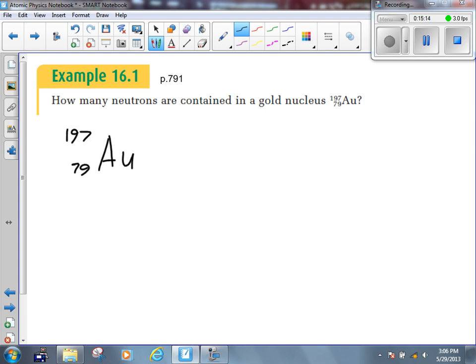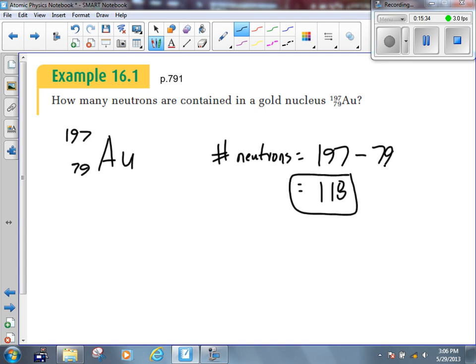How many neutrons does it have? Well, the number of neutrons is a little bit tougher. We're going to take that 197, the number of protons and neutrons combined, and we're going to subtract from that 79, and we're going to get 118. We get 118 neutrons in this particular isotope of gold.